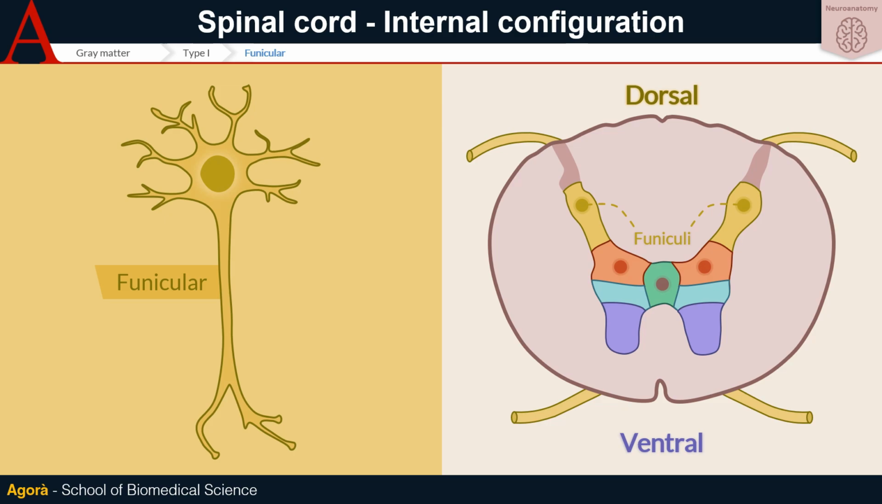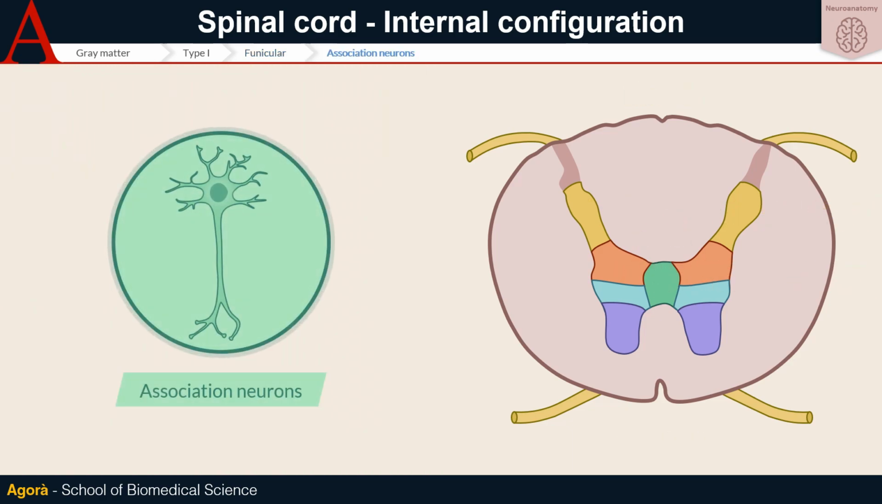Funicular neurons receive inputs from spinal ganglion neurons or other funicular neurons and never leave the neural axis. This means that they do not directly reach peripheral organs, but only form synapses with other neurons. We know two types of funicular neurons.